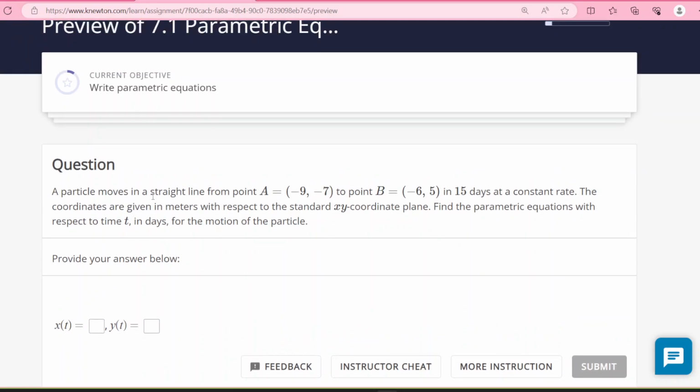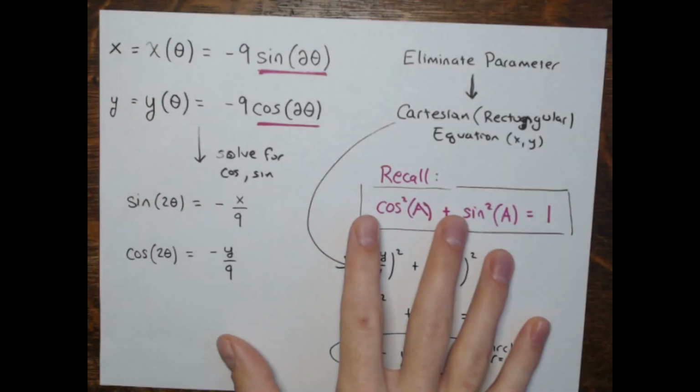Here a particle moves in a straight line from point A, -9, -7, to point B, -6, 5, in 15 days at a constant rate. The coordinates are given in meters with respect to the standard xy coordinate plane. Find the parametric equation with respect to time t. The parameter t is time, representing time in days, for the motion of this particle. So it's going from point A to point B. I'll write this information out.